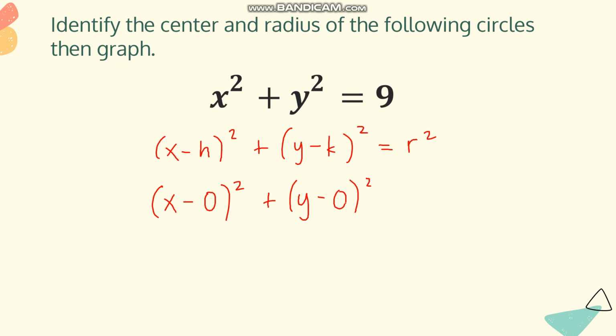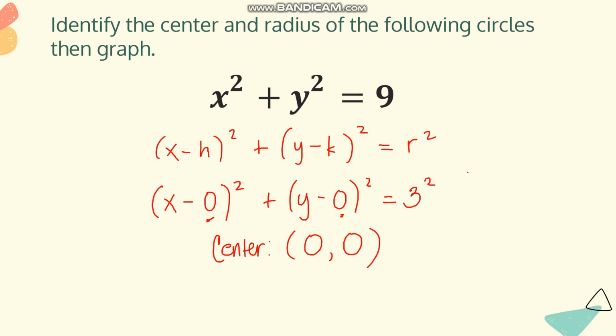Y minus 0 is just y, and you square it, you get y squared. And then 9 here represents r squared, so we can write this as 3 squared. Okay, now from here we can identify the center. So for h we have 0, and for k we also have 0. So that is the center of the circle.